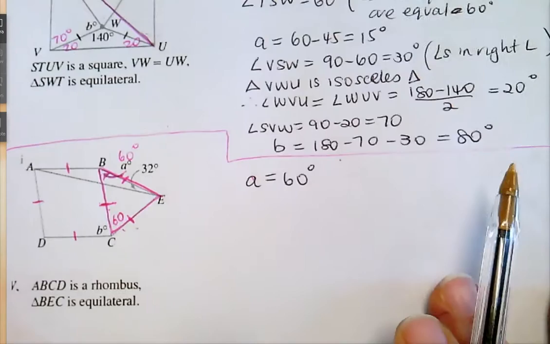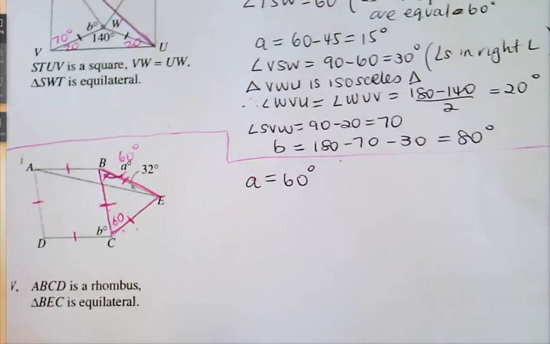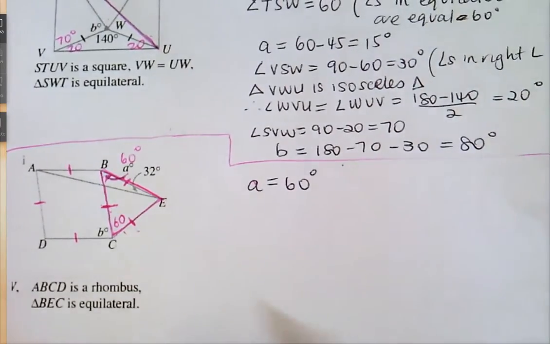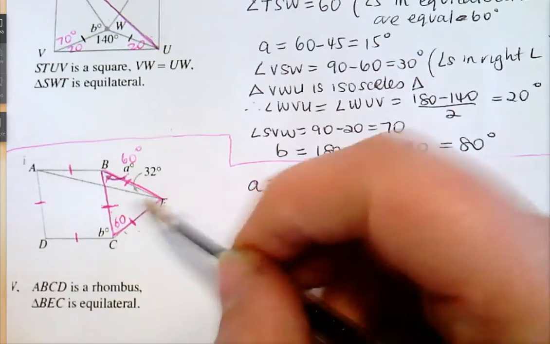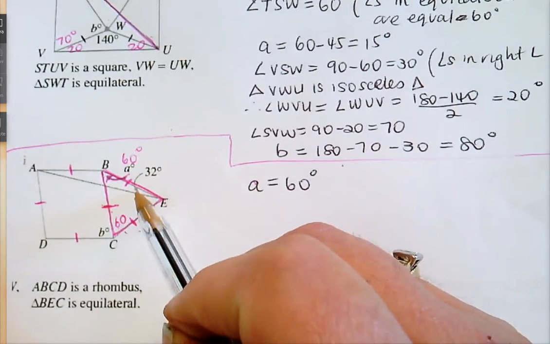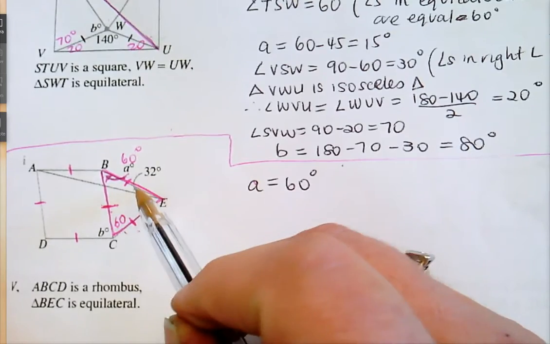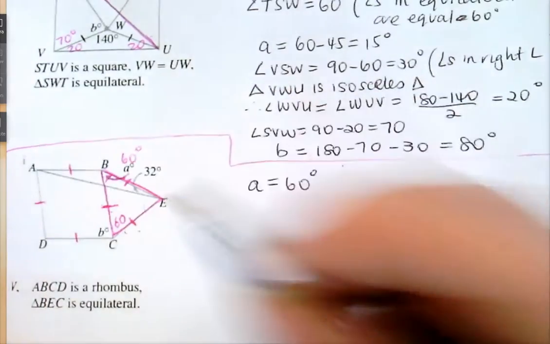Okay, you don't have to give reasons. The reasons would be that it's an equilateral triangle and all angles in the equilateral triangle are 60 degrees. So we've got 60 in there, 60 there. We know this whole thing is 60, but we still have to work out this. We know that that's 32. We have to work out some of these other angles.